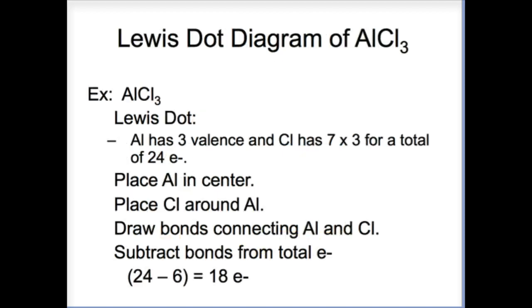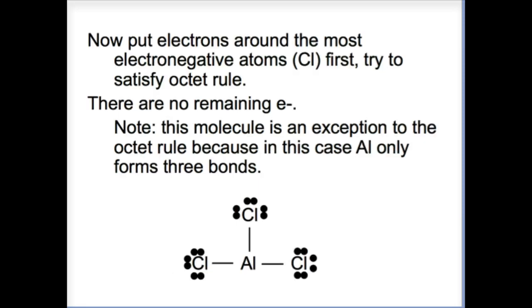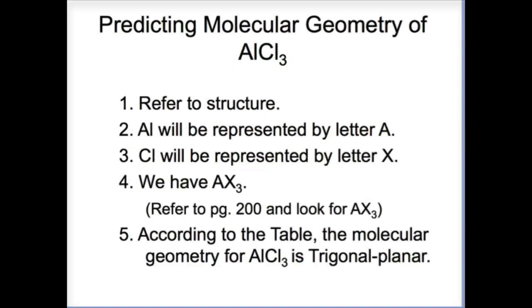Okay? So the first example is going to be AlCl3, aluminum chloride. And we know the number of electrons it has. We know that aluminum needs to be put in the center, that we put Cl's around it, and ultimately we end up with this idea. So if we use our VSEPR notation, all right, we know that Al is represented by A, Cl is going to be represented by X. We get a particular formula, AX3.